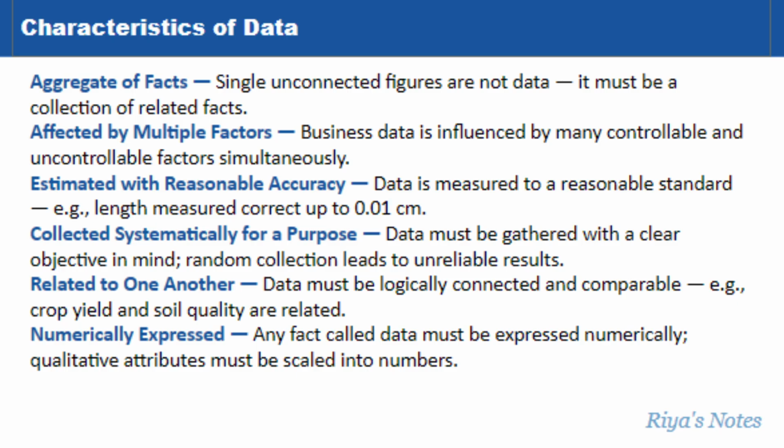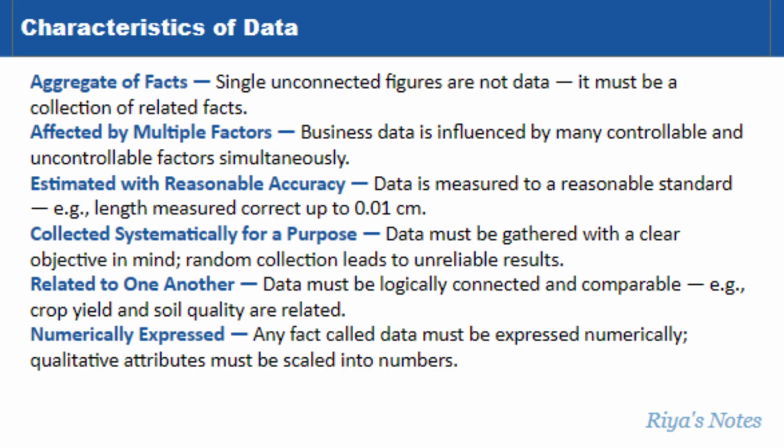Characteristics of data. Aggregate of facts. Single unconnected figures are not data. It must be a collection of related facts. Affected by multiple factors, business data is influenced by many controllable and uncontrollable factors simultaneously. Estimated with reasonable accuracy, data is measured to a reasonable standard, e.g., length measured correct up to 0.01 centimeters.